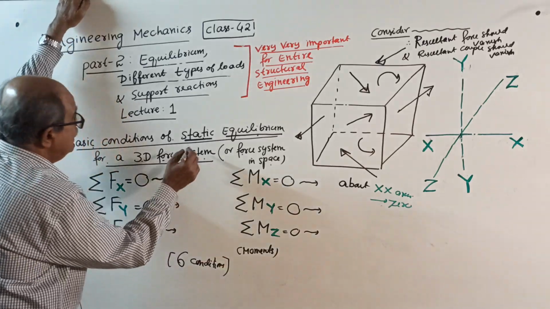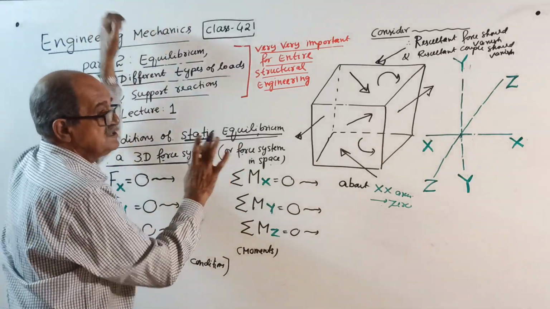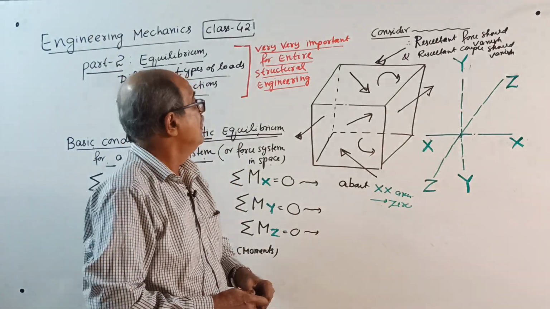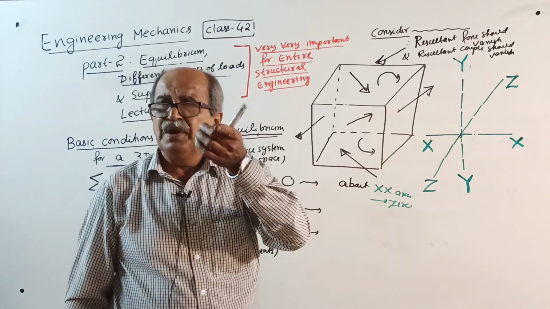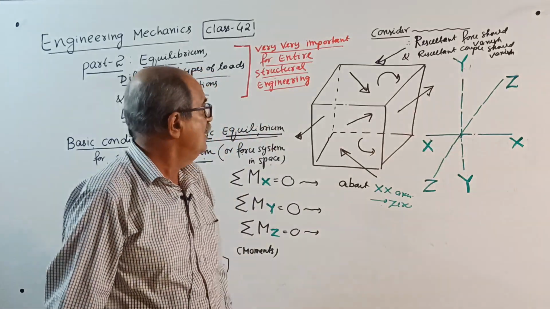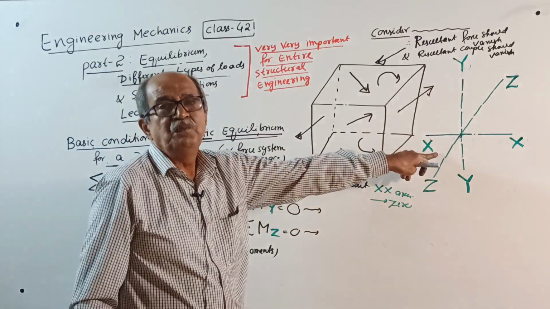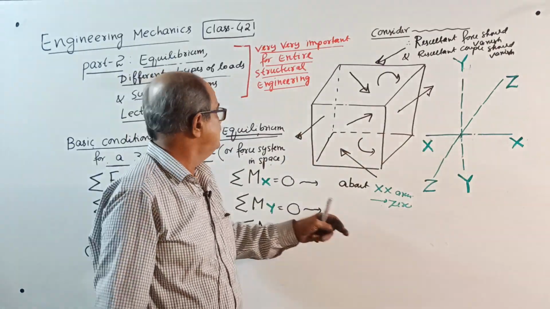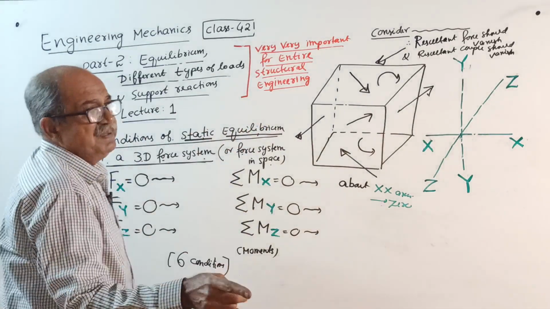Six conditions of static equilibrium for a force system in 3D or a space system. Now, I need not tell the same thing again and again; rewind or go back and listen once again. Now I will rub everything out and start explaining some moments about forces. I will explain these terms briefly after rubbing.